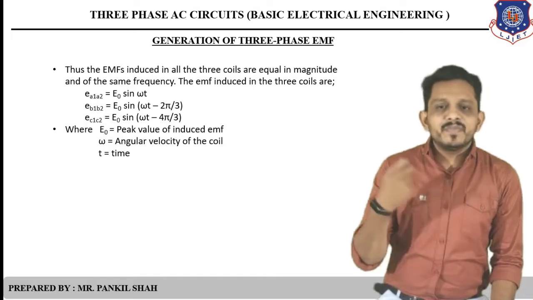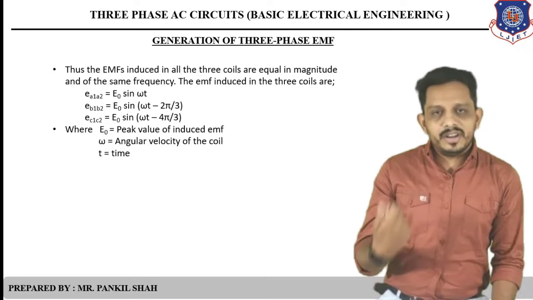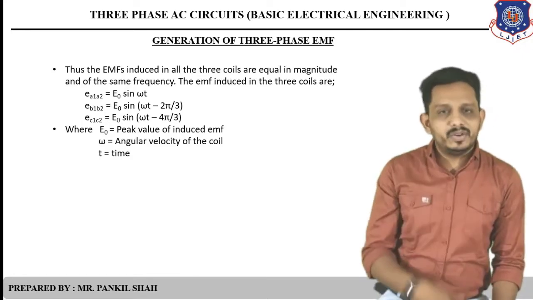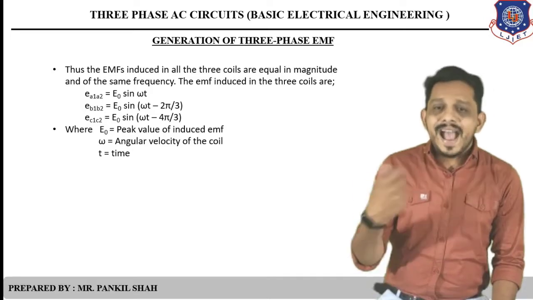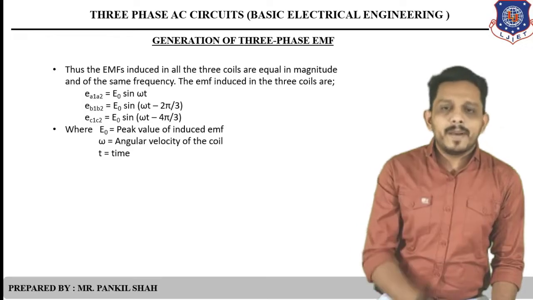Or you can say E1 equals Em sin omega t, E2 equals Em sin(omega t minus 2 pi by 3), where 2 pi by 3 is nothing but 120 degrees, and E3 equals Em sin(omega t minus 4 pi by 3).